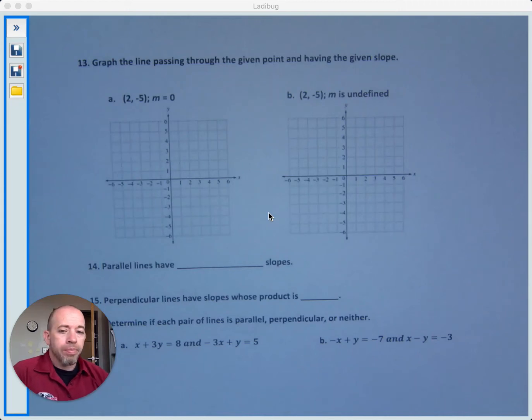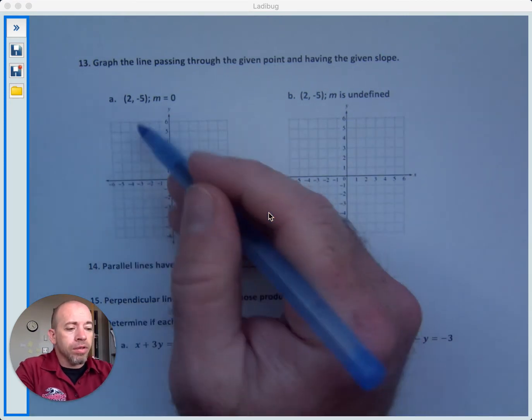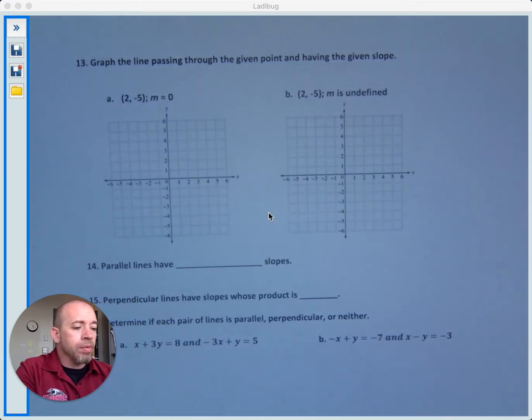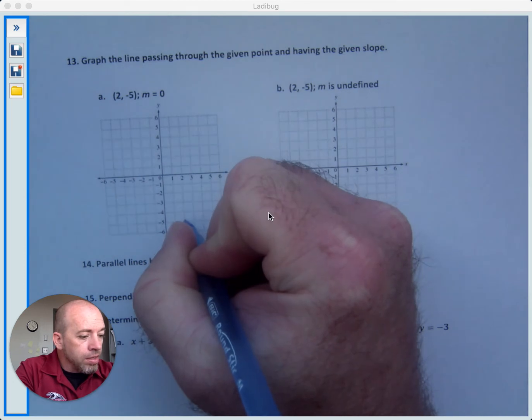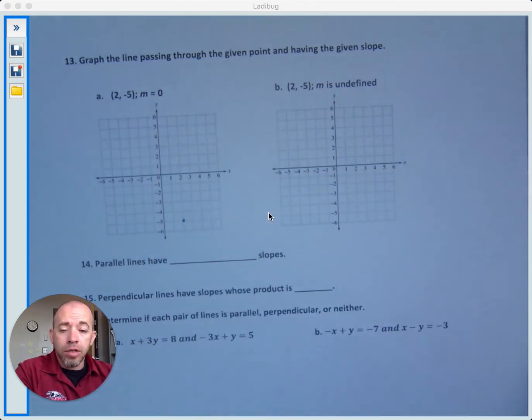All right, we're ready for page 4 of the 7-1 notes. We're on example 13 here. We have a couple special situations where we're given a point and a slope, and we're asked to graph the line. Well, start with part A here. We're going to plot that point, 2, -5. It's right here. And then our slope is 0. So what does that tell you about the line?